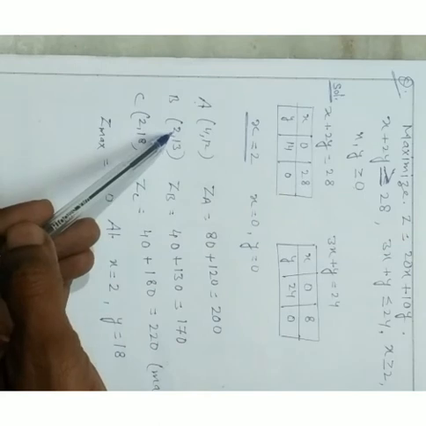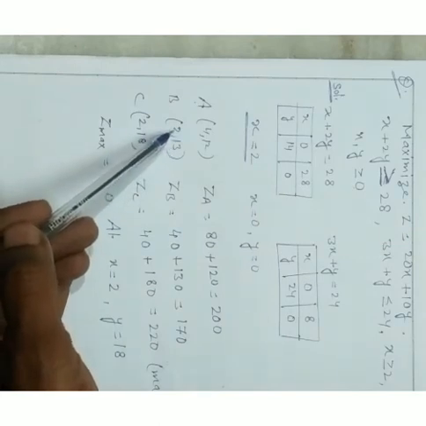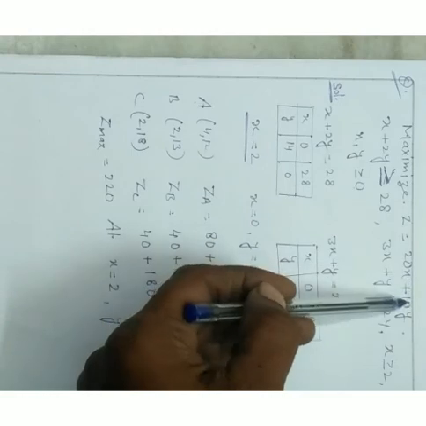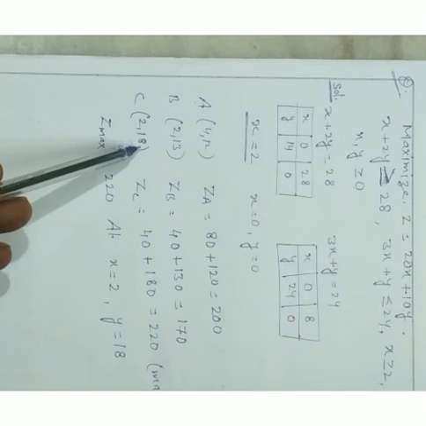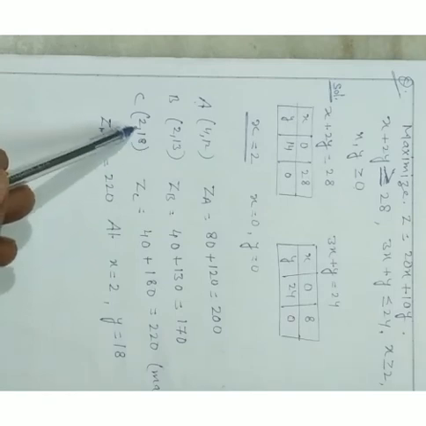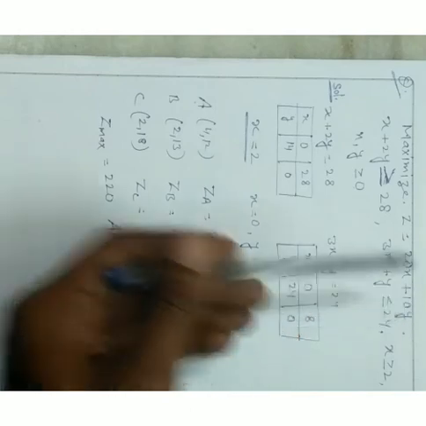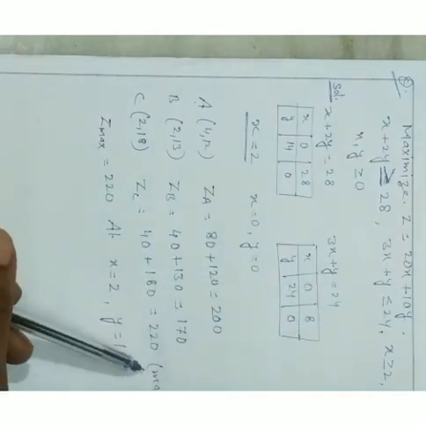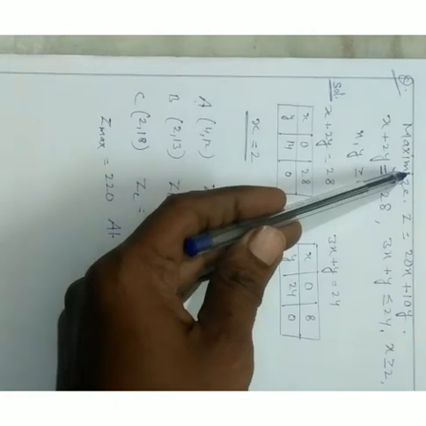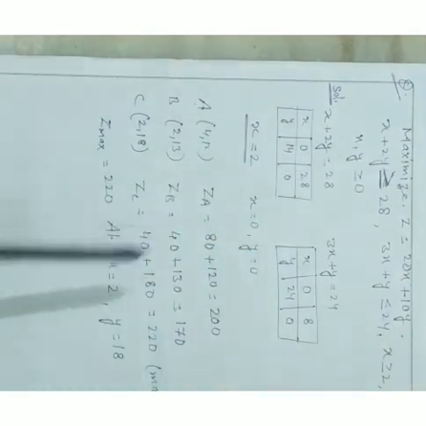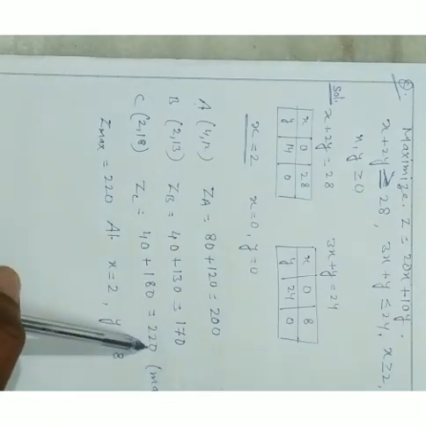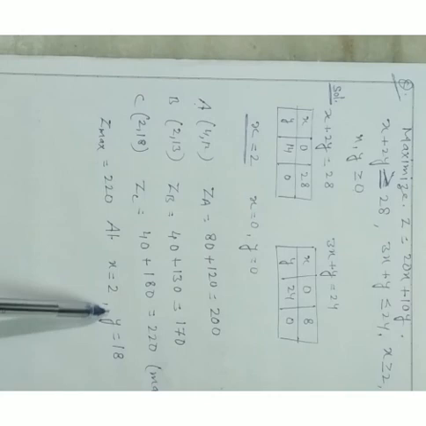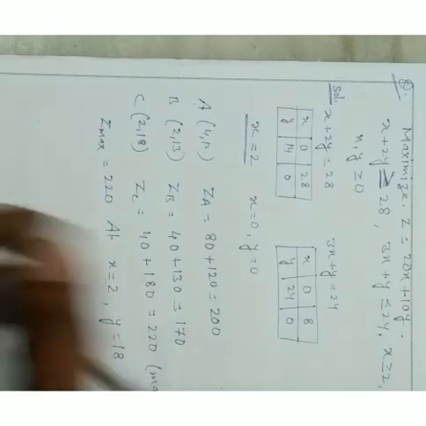Then the second point is 2 comma 13. When we put this value of x and y in the z, we get 170. Then the third point is 2 comma 18. When we put this value of x and y in the z, we get 220. Since it is a maximize problem, we have to look at the maximum answer. The maximum value of z obtained is 220, which is at x equal to 2 and y equal to 18. So this is the solution of this linear programming problem.